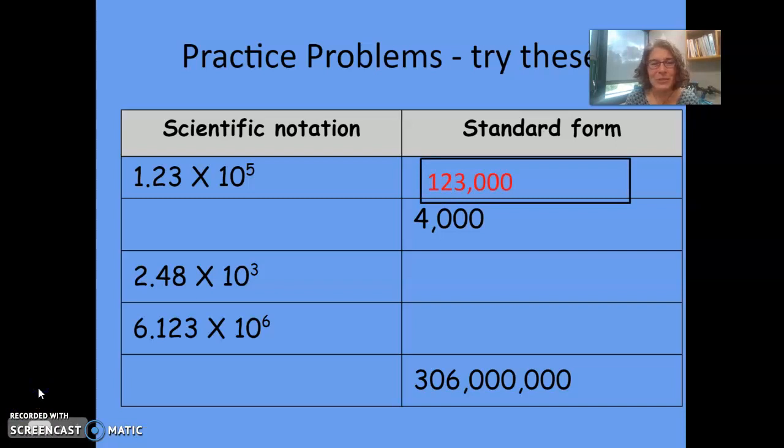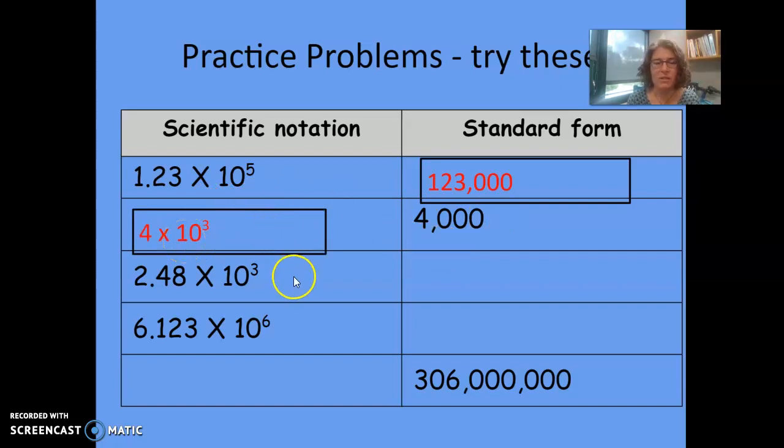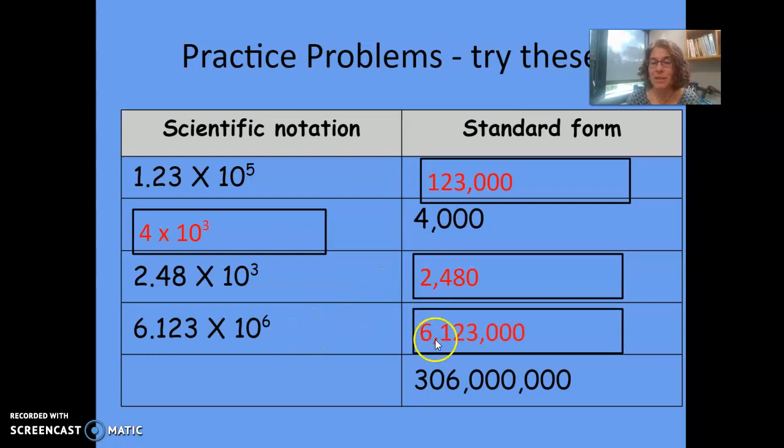All right, hopefully you're checking your work now. So our first value, 1.23 times 10 to the 5th, in standard form is 123,000. Our second value, 4,000 in standard form, becomes 4 times 10 to the 3rd in scientific notation. Our third value, 2.48 times 10 to the 3rd, becomes 2,480 in standard form. Our fourth value, 6.123 times 10 to the 6th, becomes 6,123,000 in standard form. And our last value that's here, 306 million, becomes 3.06 times 10 to the 8th.